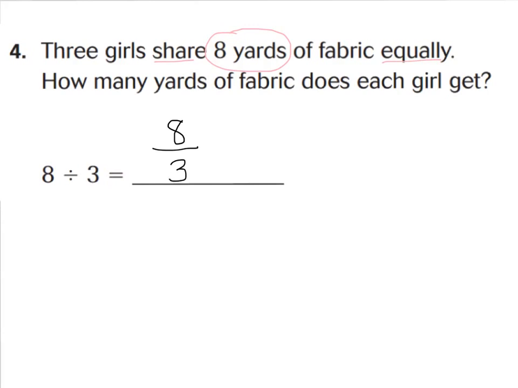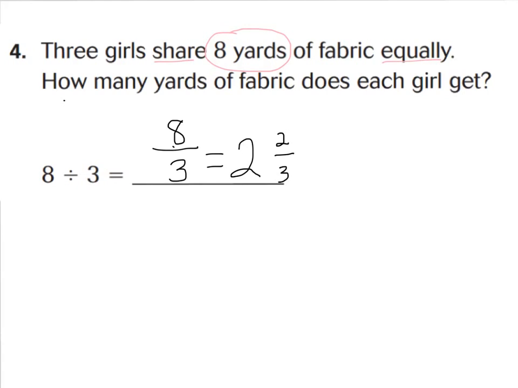Now let's go ahead and change that to a mixed number so we know how many yards of fabric each girl will get. So if you treat this like a division problem, 8 divided by 3, think of how many groups of 3 can go into 8. I know 2 groups of 3 can go into 8, and there will be, because that'll be 6, and there's 2 left over.